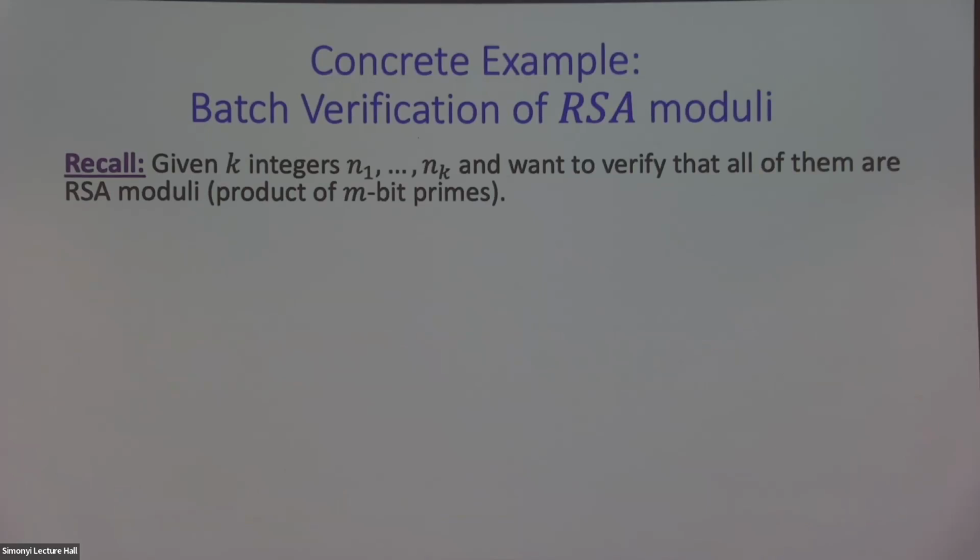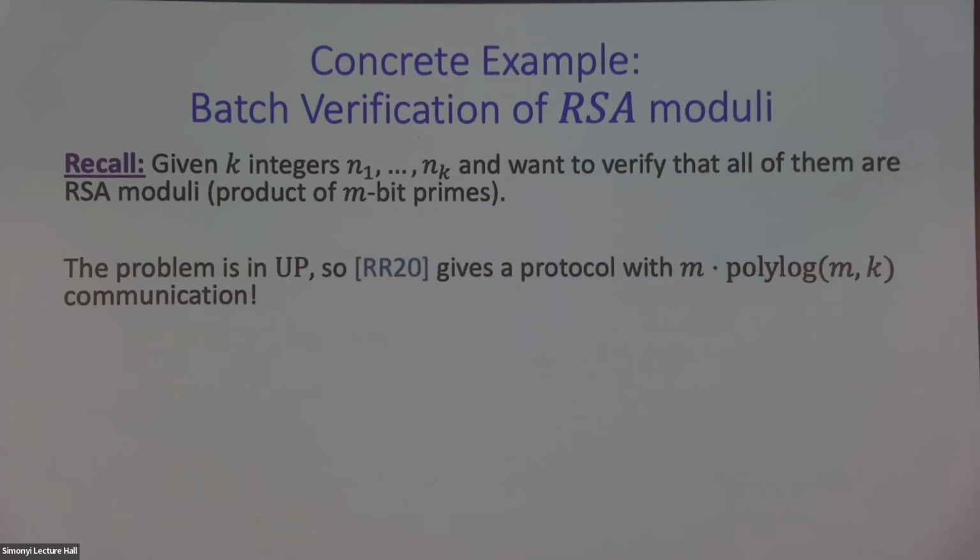So going back to our favorite example of the day, we have these k integers. We wanted to check that they're prime products. As we said previously, the problem is in UP, so we can apply this result with Guy, and we get a protocol that has m polylog k communication.